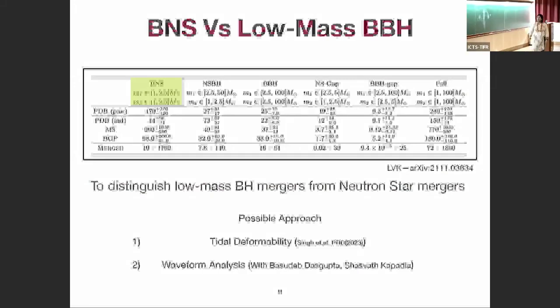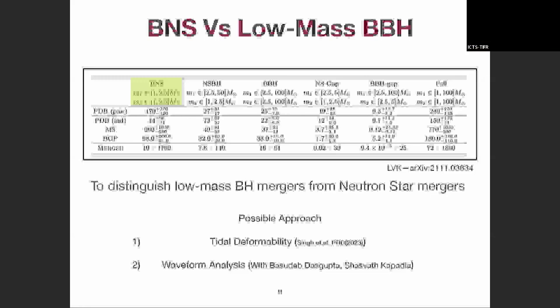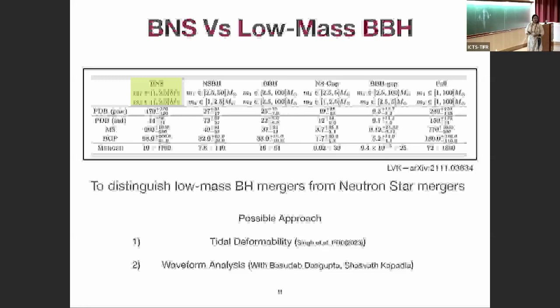So it turns out there has been some exploration done. One of them is looking at the tidal deformability. So for a black hole system, it has to be 0. And NSBH and NSNS systems will give you some non-zero values of the tidal deformability. But what we are trying to see is whether we can do something with the waveform of these low mass black holes and binary neutron star mergers.